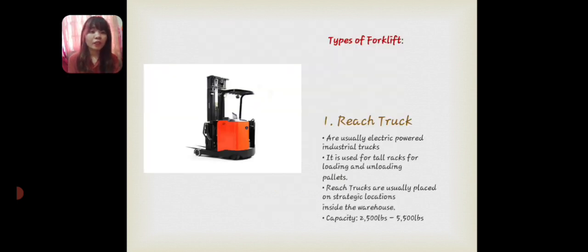Types of forklift. Ito ang example ng forklift. Ito is usually an electric powered industrial truck. It is used for all racks for loading and unloading pallets. Reach trucks are usually placed at a strategic location inside the warehouse.